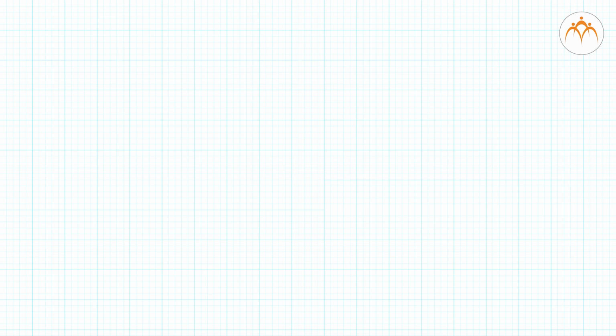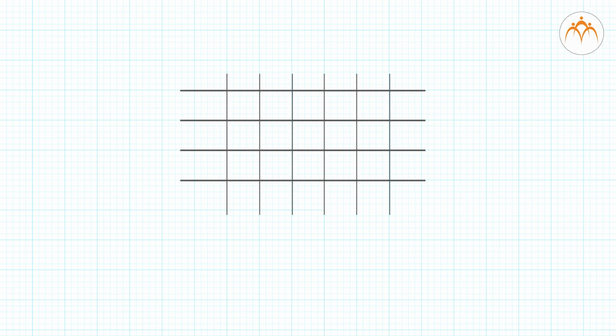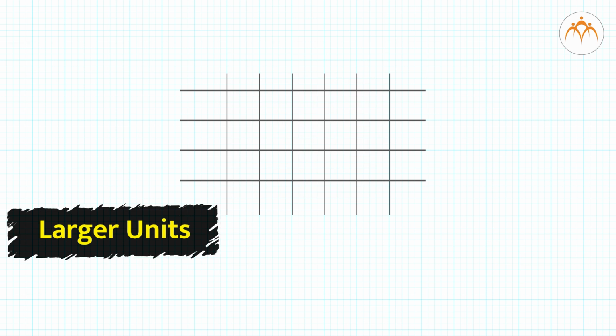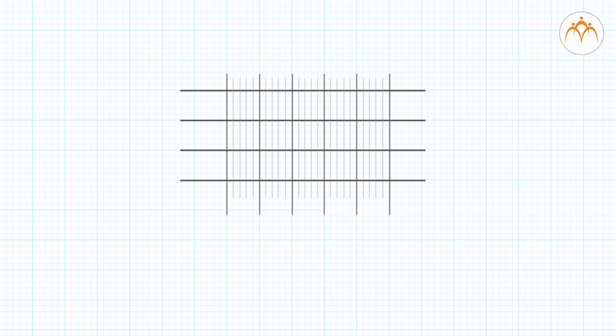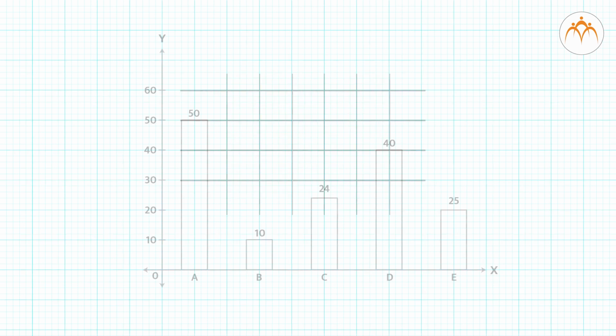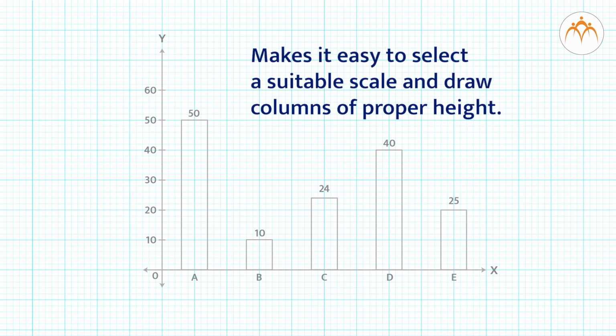Now observe this column graph carefully. In this graph paper, there are some bold lines and some faint lines. Bold lines represent larger units. Okay. This unit is divided into smaller units which are shown by the faint lines. The grid formed by these lines makes it easy to select a suitable scale and draw columns of proper height.